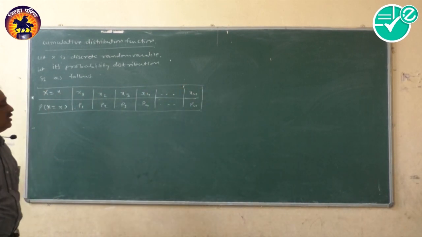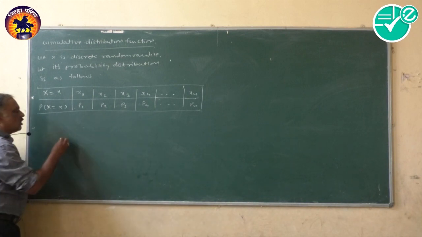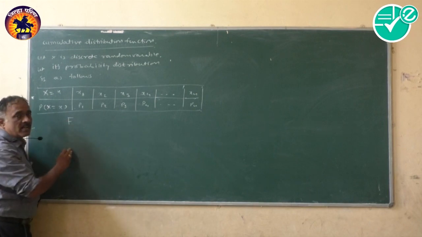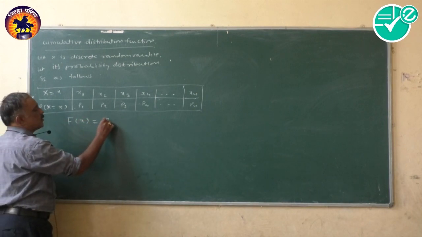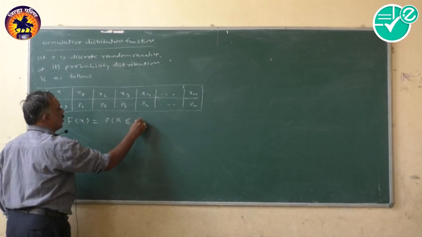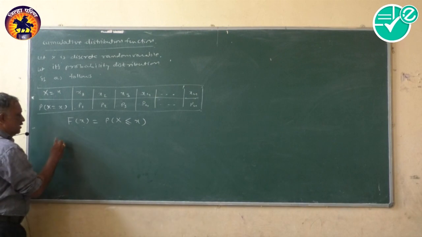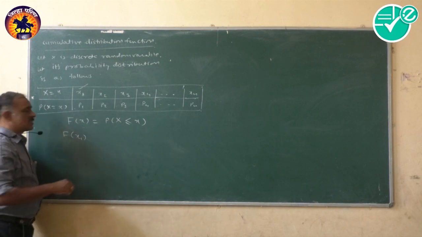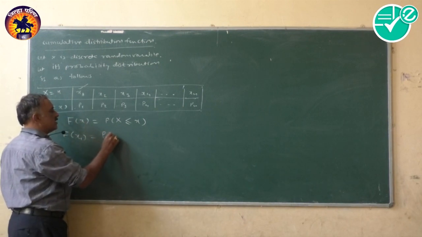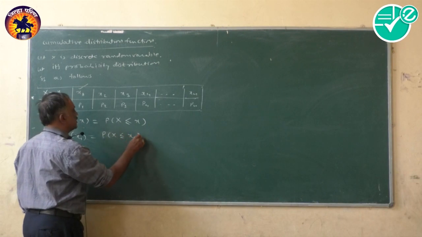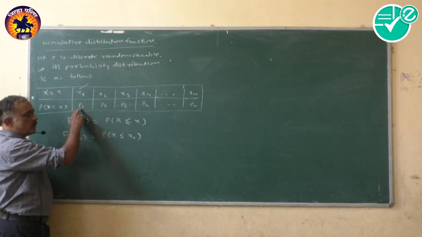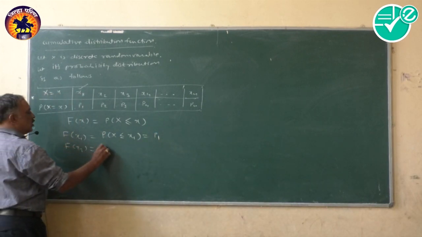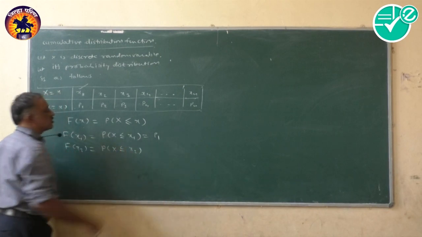Cumulation means addition. Now the cumulative distribution function, or simply we may call it a distribution function, is denoted by capital F. So how is it defined? Capital F of x is defined as the probability of all x less than or equal to small x. That is, capital F of x1, the first value of x, is exactly equal to the probability that x is less than or equal to x1. Here x1 is the first element, so its probability is p1, so of course it is exactly equal to p1.